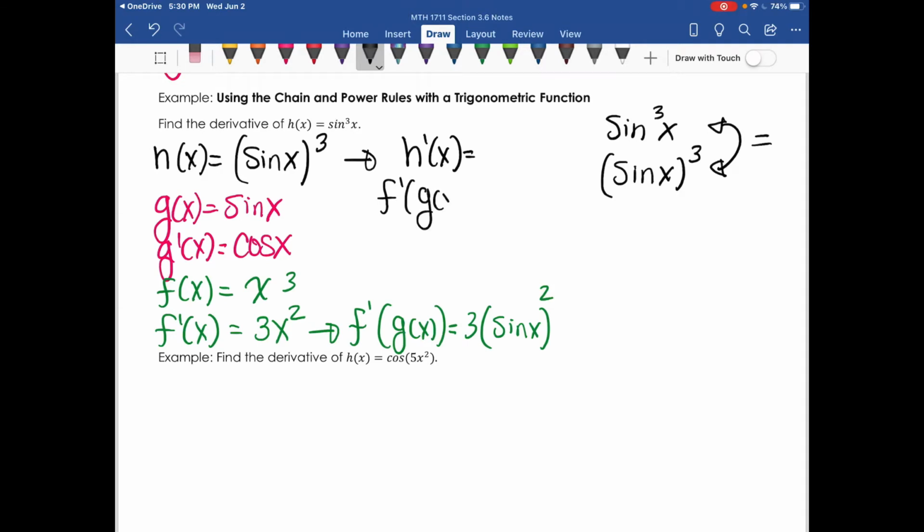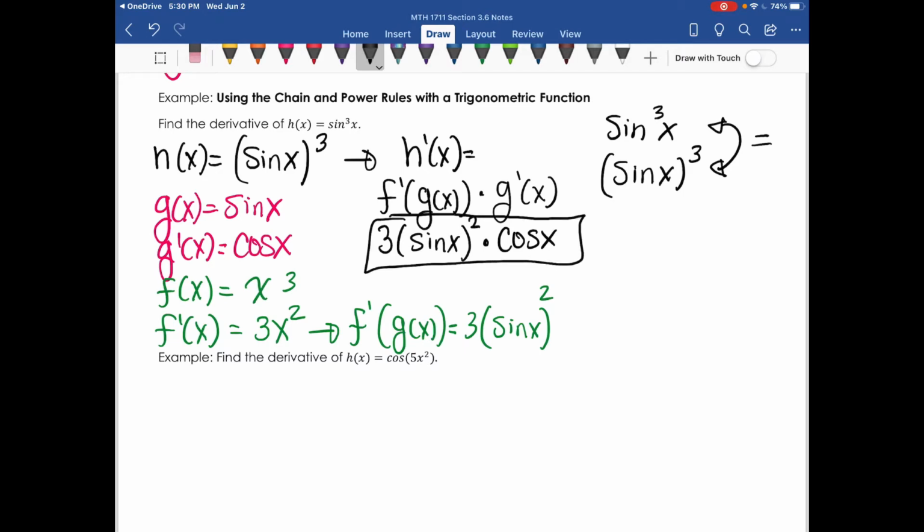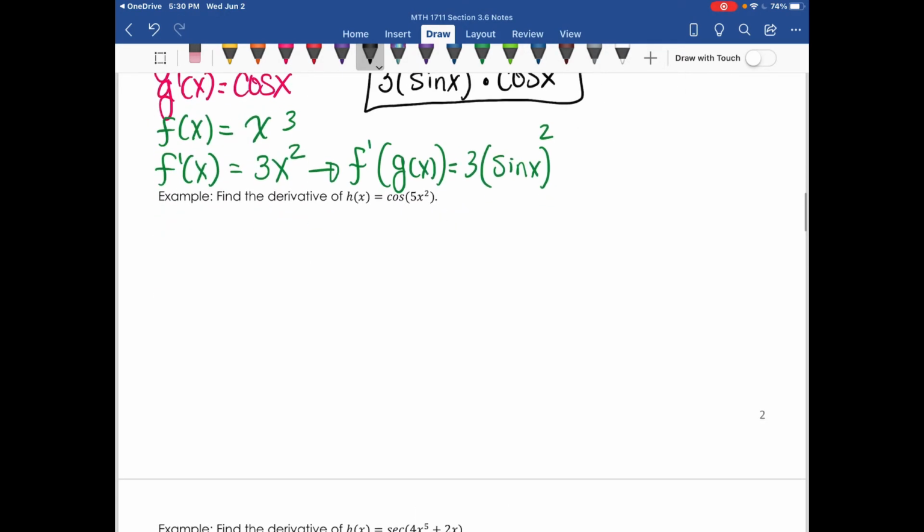So now if I put this all together, if I take the derivative of h prime x, that is the derivative of the outer function evaluated at g of x times the derivative of my inner function. So the derivative of my outer function evaluated at g of x, we said was 3 times sine x and then squared. And then I multiply that by the derivative of my inner function, which is cosine x.